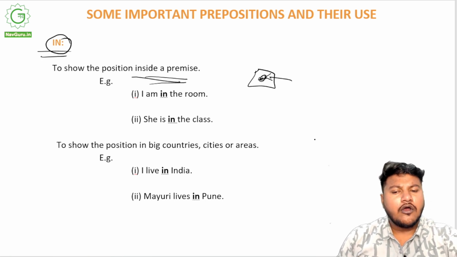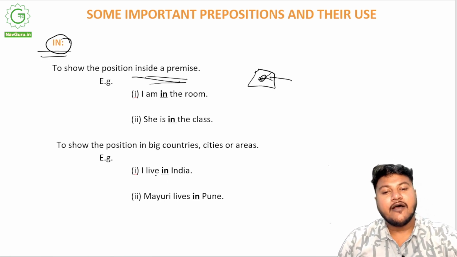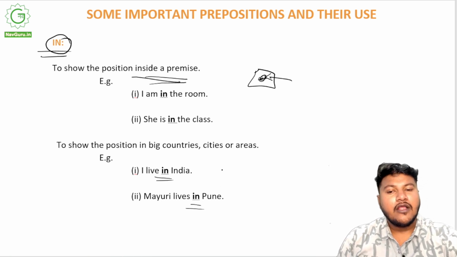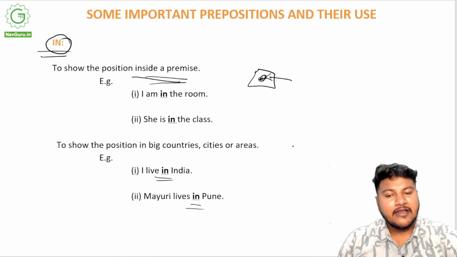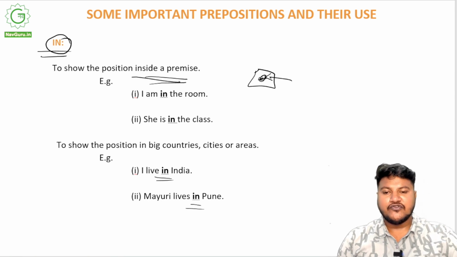The other is to show the position in big countries, cities, or areas. I live in India. Mayuri lives in Pune. The president lives in New Delhi, right? So these are also the cases where in is used.